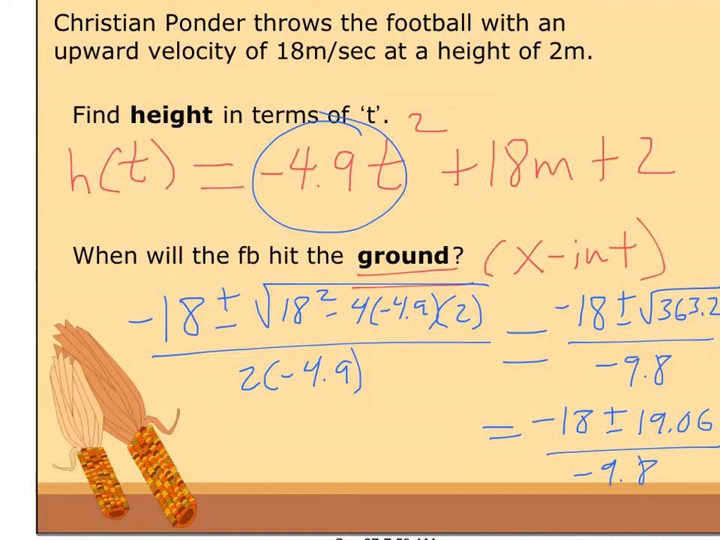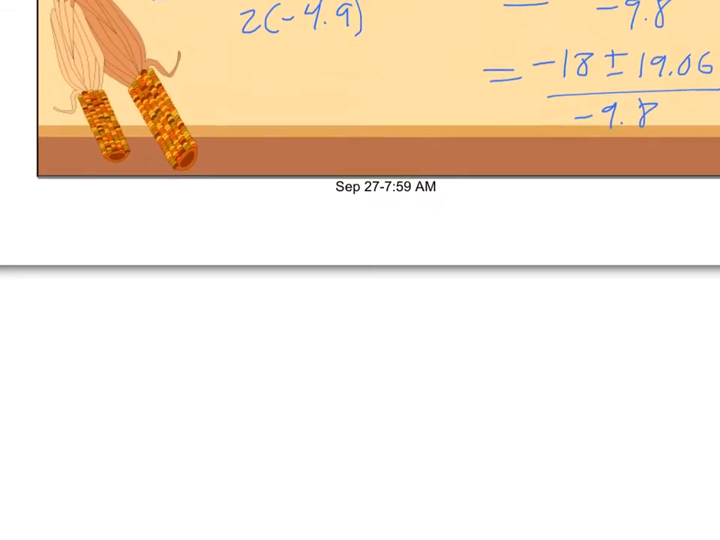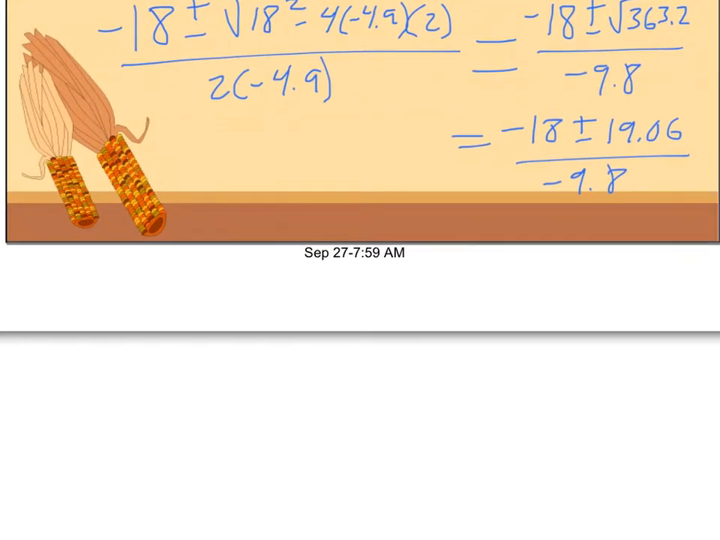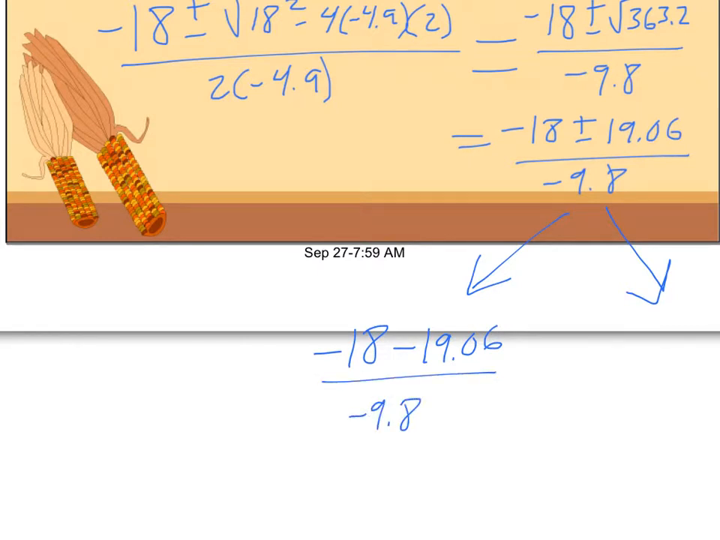Okay, over negative 9.8. Now I need to go down here a little bit to get a little extra space, some breathing room here. I've got negative 18 minus 19.06 over negative 9.8. That's one of my answers. And I've got negative 18 plus 19.06 over negative 9.8.